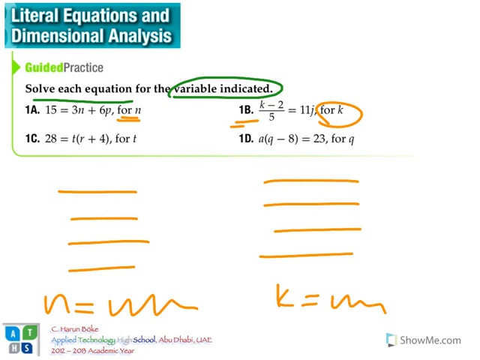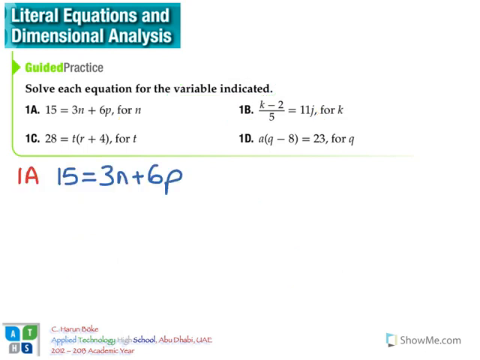So let's see how. Now in 1a, we are supposed to leave n alone. This means we are going to get rid of 6p first, and then we are going to get rid of 3, so that n on the right hand side will be alone. So let's see how we do that. Actually, we know how to do it. We will subtract 6p from both sides, so that on the right hand side we simplify these. So we get 3n, and on the left hand side it is 15 minus 6p.